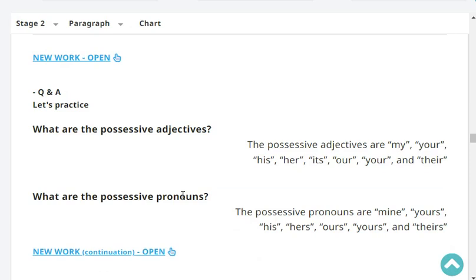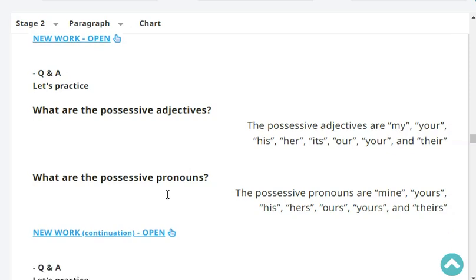Okay, what are the possessive adjectives? The possessive adjectives are my, your, his, her, its, our, your, and their. What are the possessive pronouns? The possessive pronouns are mine, yours, his, hers, ours, yours, and theirs. Very good.